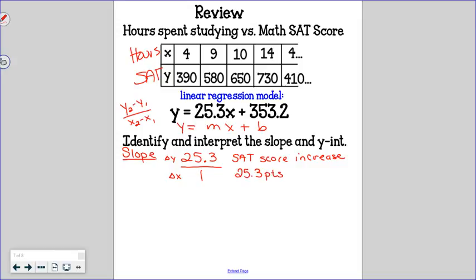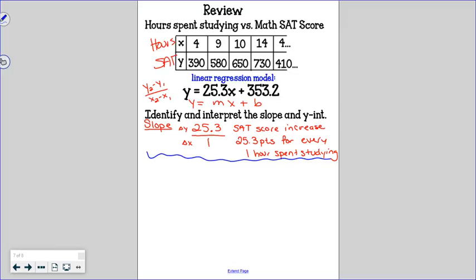25.3 points for every 1 hour spent studying. Okay, the fact that you have that number and that number in there, 25.3 and 1, that you have them with the correct label. The 25.3 goes to your SAT score and the 1 goes with the hours spent studying. Yes? Nope, that's fine. Yeah, order and the wording, not super important. The numbers, especially, a lot of people will forget the 1 part of this one. Okay, the 1 and the correct labels are the important part.